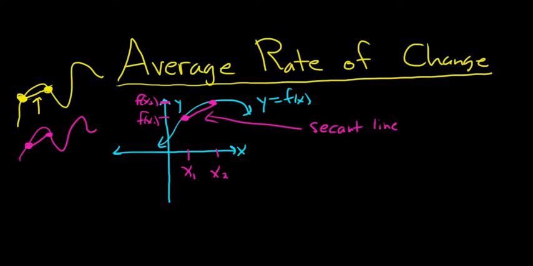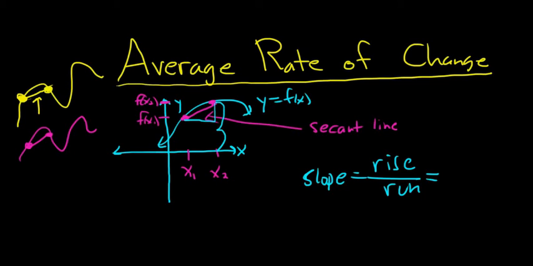That's all it is. So how do you come up with the formula? Well, you can find the slope of a line. So I'll draw a little triangle here. And slope is rise over run. So the rise here, well, this distance here is this one here. That's f of x sub 2. And this little distance here is f of x sub 1.